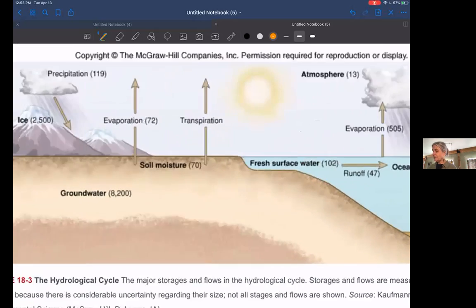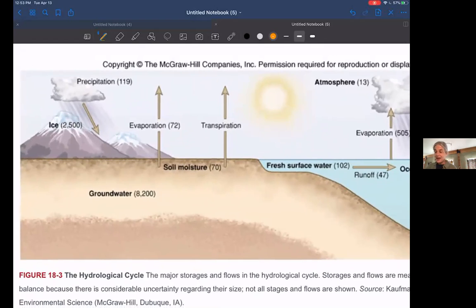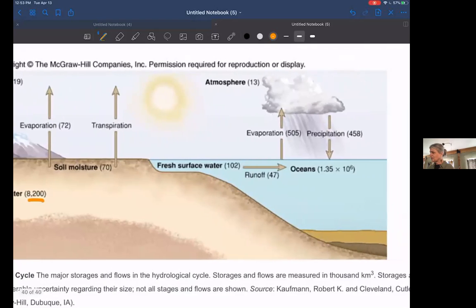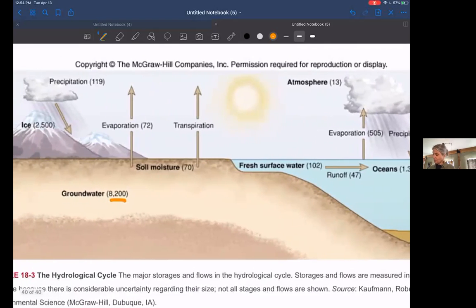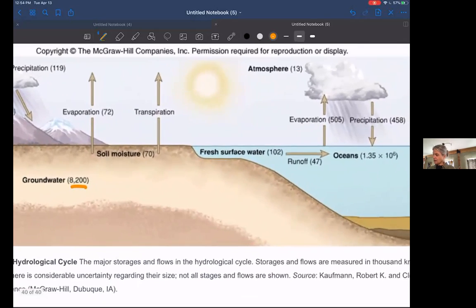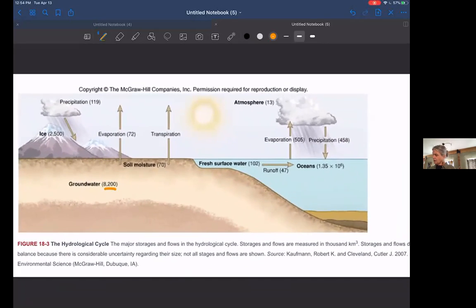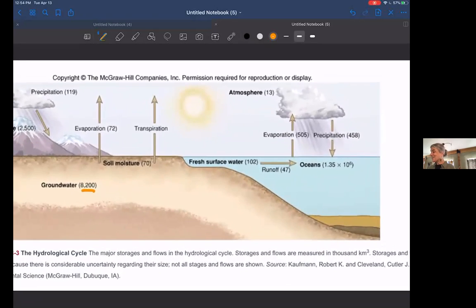So here we have groundwater, and this is just the amount. This is a value, and I'm not sure of the units, so we'll just go with this. I know that in some of the units in your book, it's like kilometers cubed or miles cubed of the volume of the different places where water is stored.